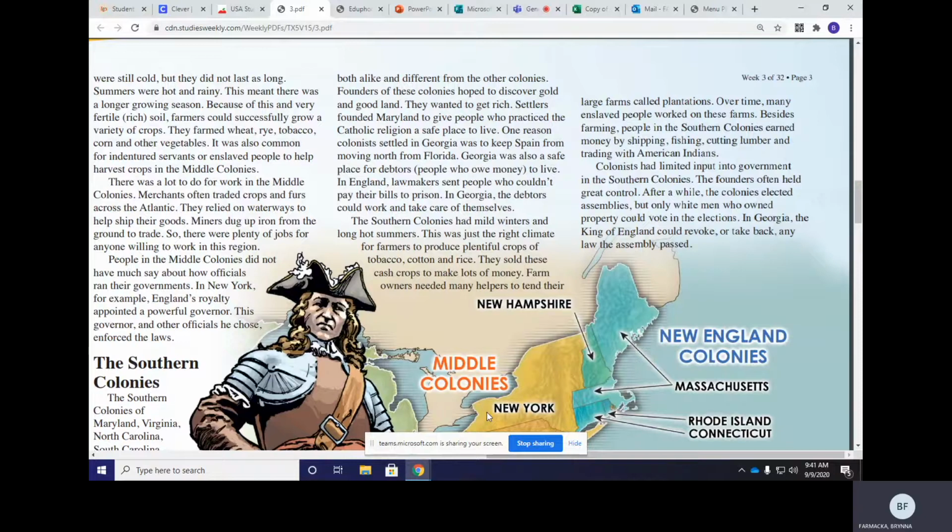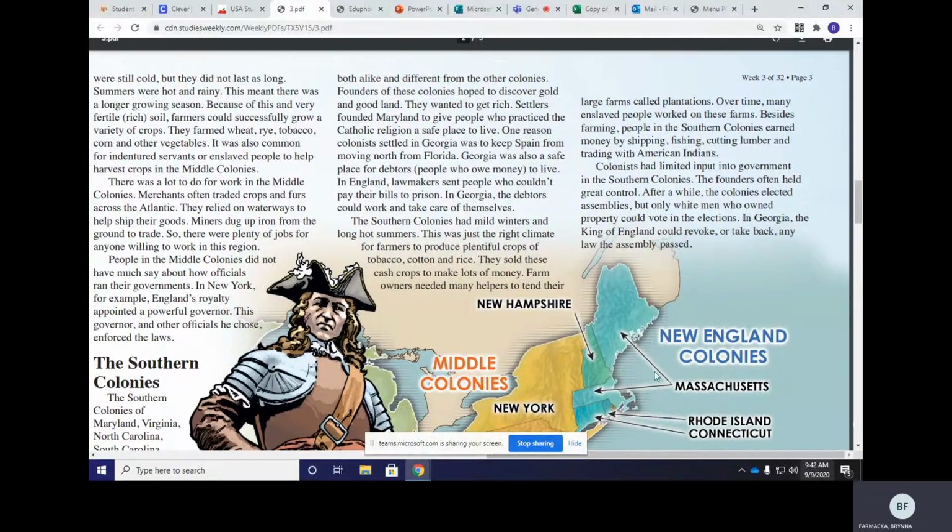Besides farming, people in the southern colonies earned money by shipping, fishing, cutting lumber, and trading with American Indians. Colonists had limited input into government in these southern colonies. The founders often held great control. After a while, the colonies elected assemblies, but only white men who owned property could vote in the elections. In Georgia, the King of England could revoke or take back any law the assembly passed.